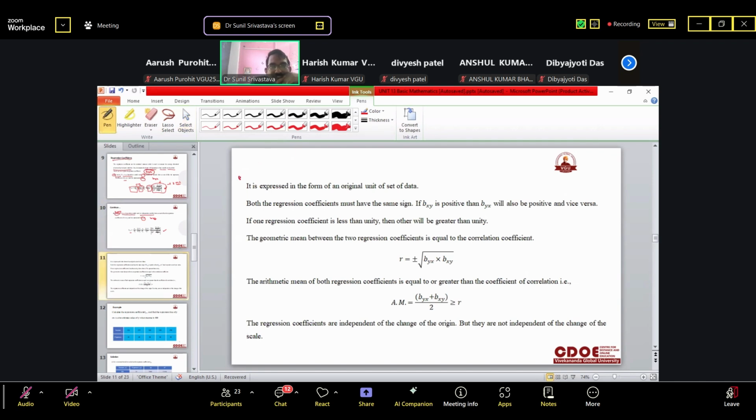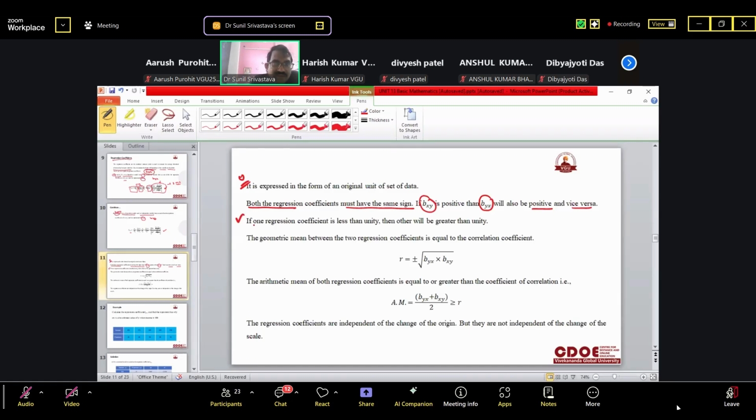Also, we have some discussion points and the interpretation of the result. Both the regression coefficients must have the same sign. If bxy is positive, then byx is also positive, and vice versa. If bxy is negative, byx should also be negative.